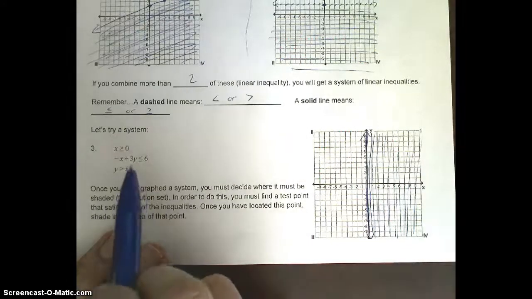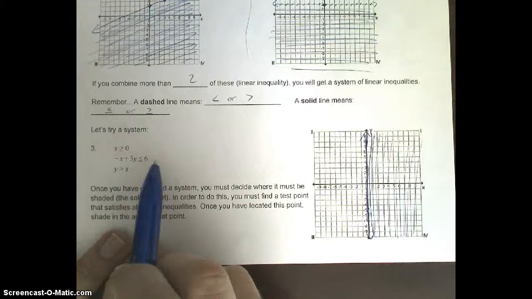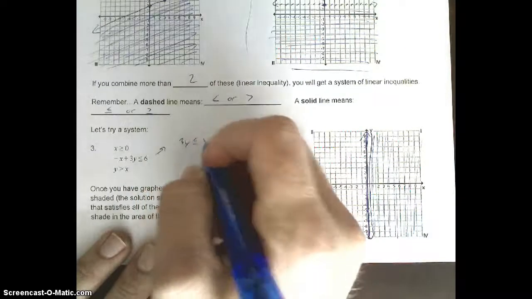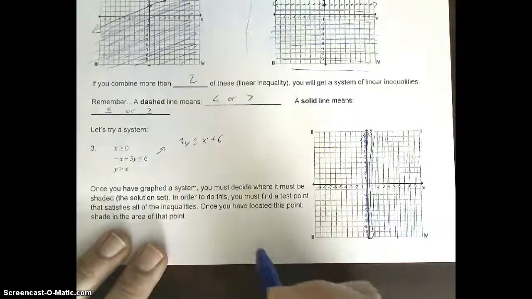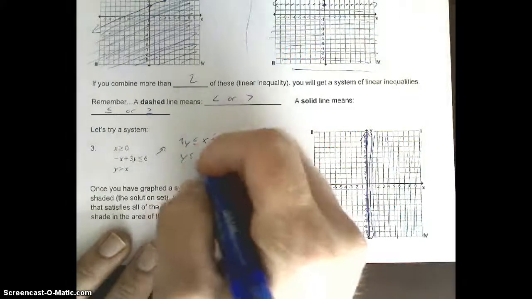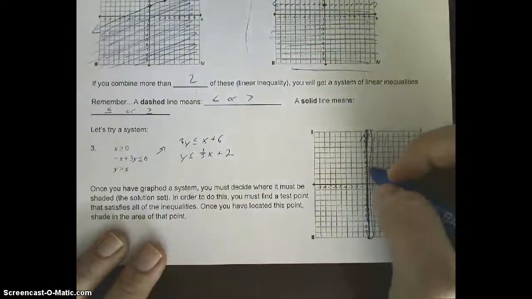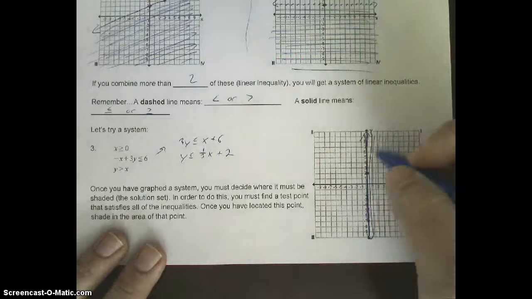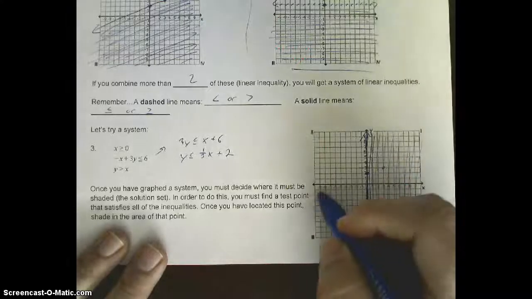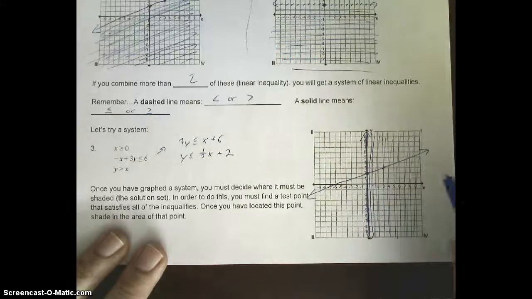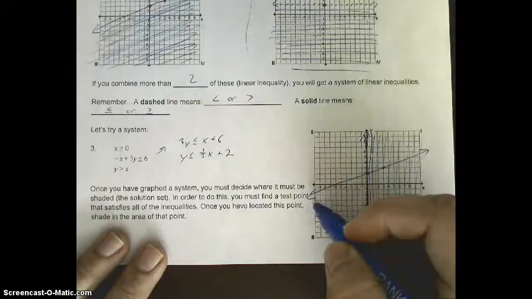Now, if I add x over, because I'm trying to get y by itself here, 3y is less than or equal to x plus 6. Divide both sides by 3. y is less than or equal to 1/3 x plus 2. So plus 2 is right here. Up 1, over 3. Less than or equal to, so solid. And less than means below it, so I'm going to pick the same direction.